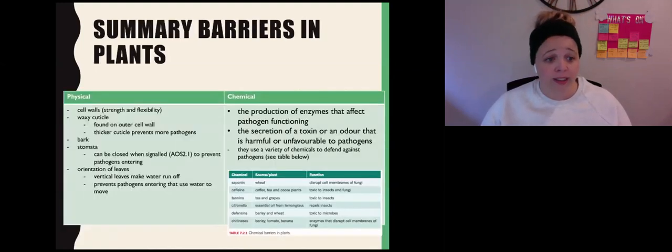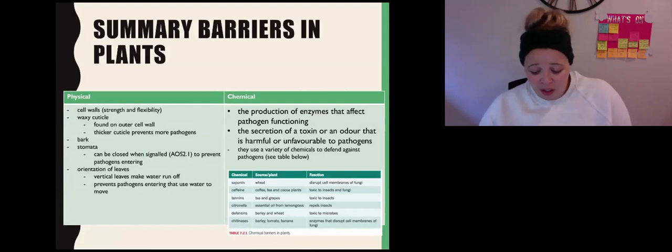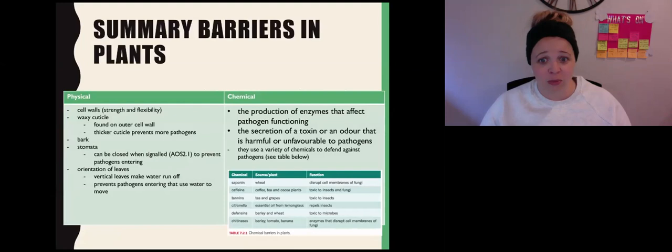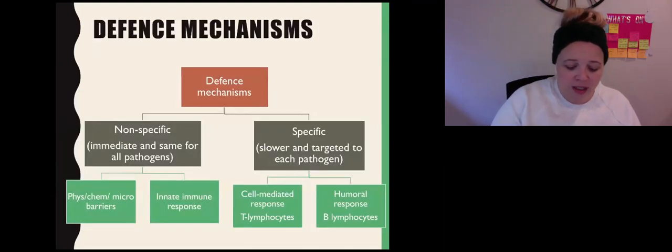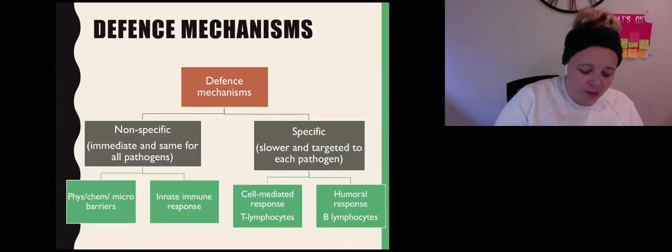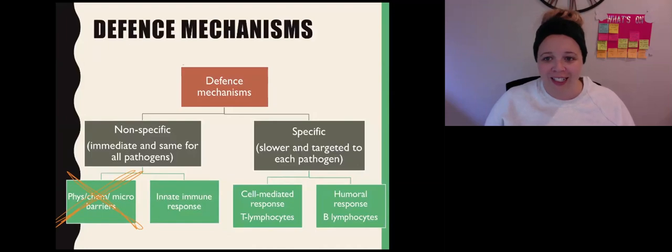So finally, summing up the plants, you might want to pause and fill in your tables. But there are only two types of barriers in plants. And then after you finish this, you can go to the end of 7.1 and finish some questions there. And what we have done is we've done our physical, chemical, and microbiological barriers. All finished. Yay!